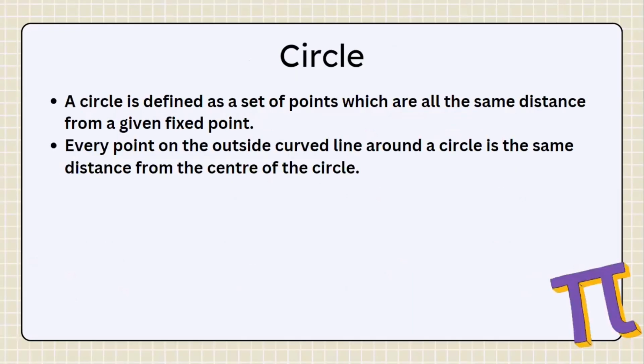Circle. A circle is defined as a set of points which are all the same distance from a given fixed point. Every point on the outside curved line around a circle is the same distance from the center of the circle.